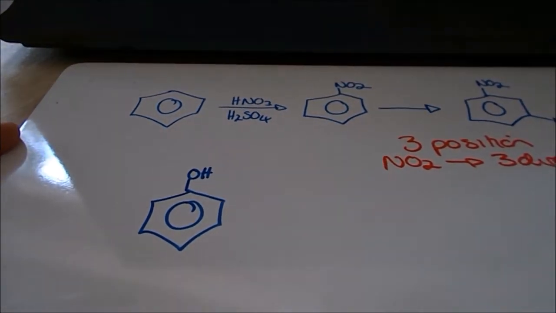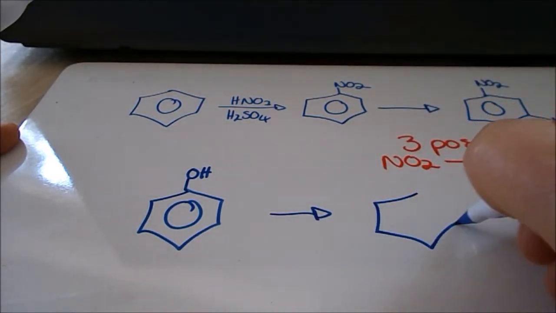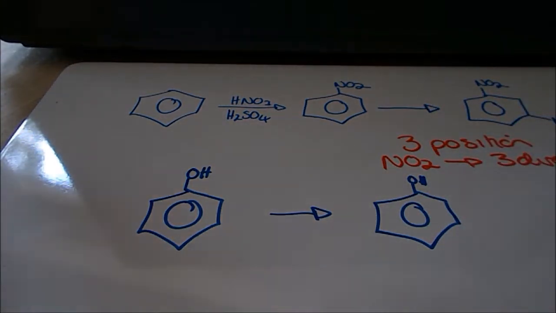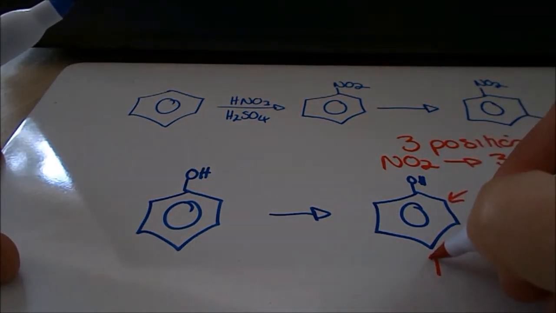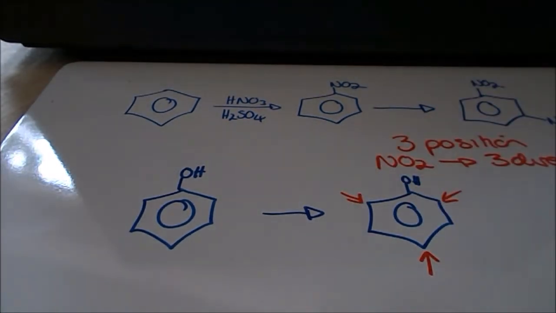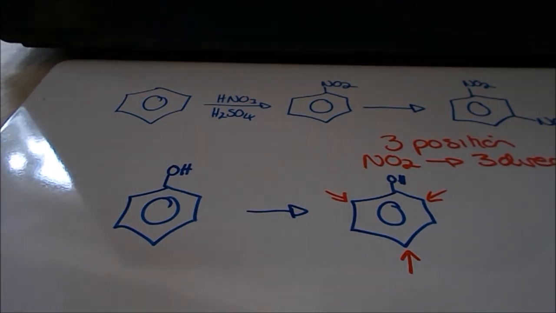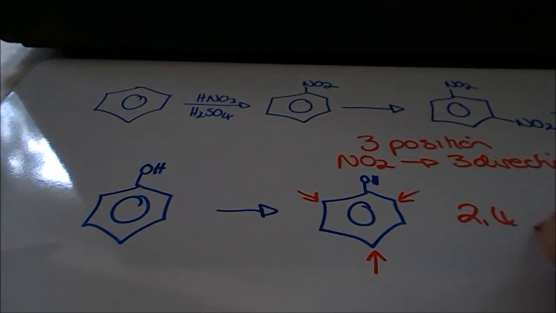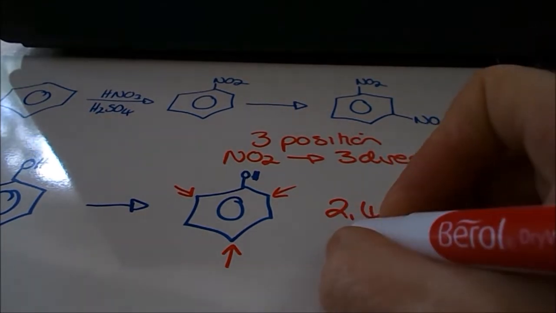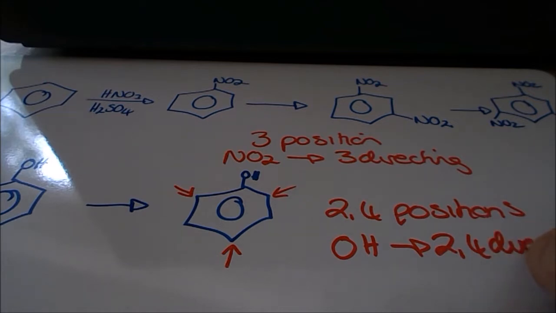and then react that further, what we find is that if you start off with an OH group, you get substitution in the 2 and the 4 positions, remembering also that this is 2 as well if we count around the other way. So an OH group substitutes in the 2 and 4 positions, and we say then that the OH group is 2,4 directing.